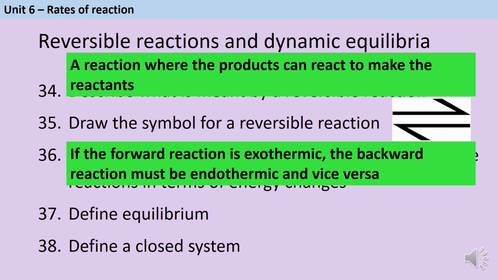This is because we know that breaking bonds takes in energy, and making bonds releases energy. And in a reversible reaction, we've got the same bonds being made and broken. It's just that the ones that are broken in the forward reaction are made in the reverse reaction and vice versa.